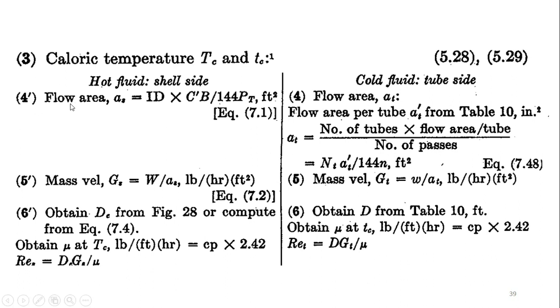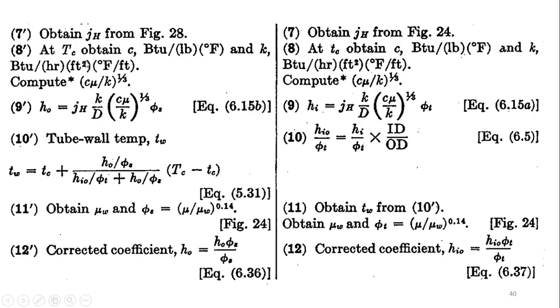And then for the shell side and the tube side, almost all the points are similar. You have to determine the flow area and the mass velocity, and then you have to determine the Reynolds number. The 7th point is you have to determine the Colburn factor JH from the graph, which is given in figure 24, and then you have to determine different parameters like specific heat and thermal conductivity, and then you have to determine finally the film side coefficient for the shell side as well as the tube side.